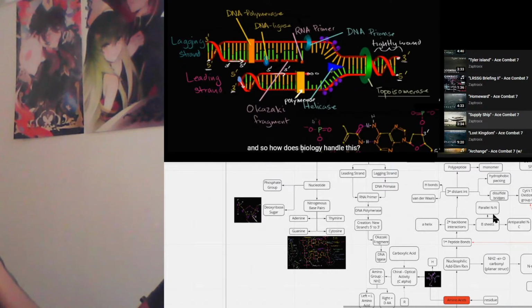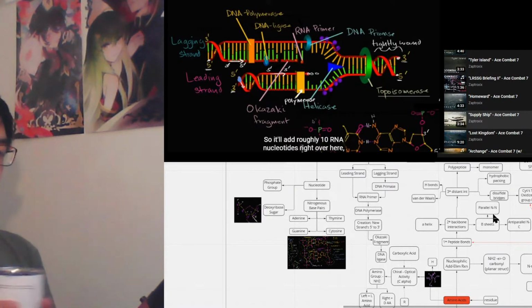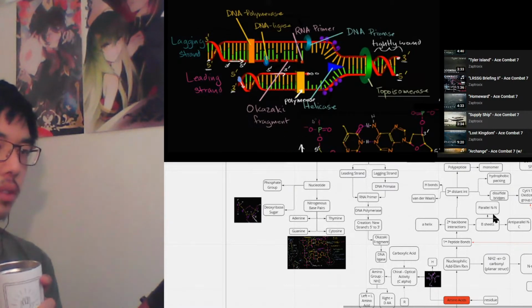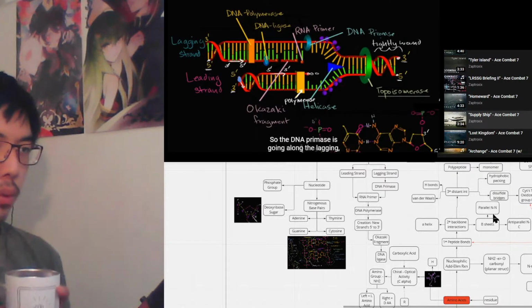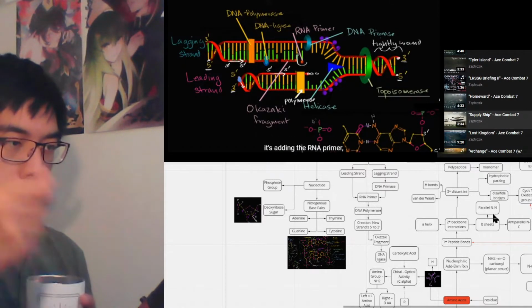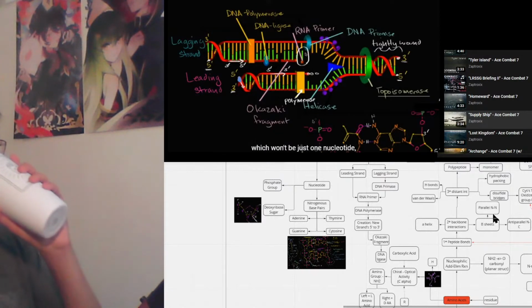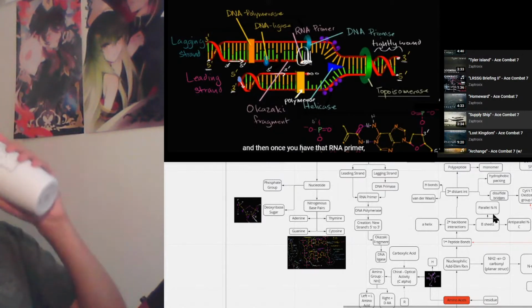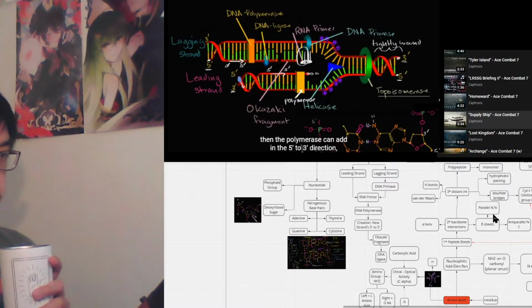And so how does biology handle this? Well, it handles this in the most redundant way possible. It'll add primers. This diagram shows a primer as just one nucleotide, but a primer is typically several nucleotides, roughly 10. So it'll add roughly 10 RNA nucleotides right over here, and that's done by the primase. And then once you have that RNA primer, then the polymerase can add in the 5' to 3' direction.